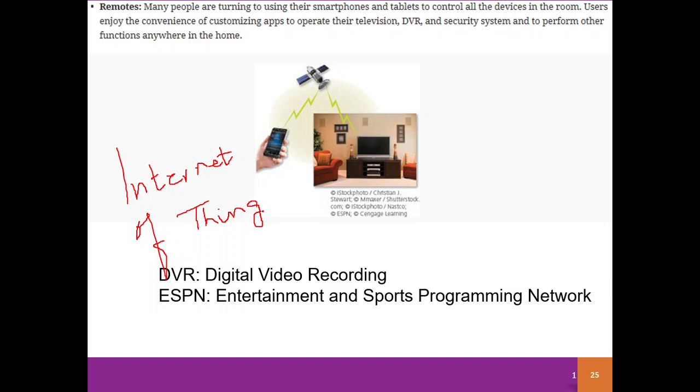Your air conditioning may be connected to the internet. For example, if you are leaving for home and you want to sleep immediately and want your room to be cold and comfortable before you get there, you can turn on your air conditioner when you leave the office, and by the time you get to your home, the room will be nice and cozy and you can sleep.